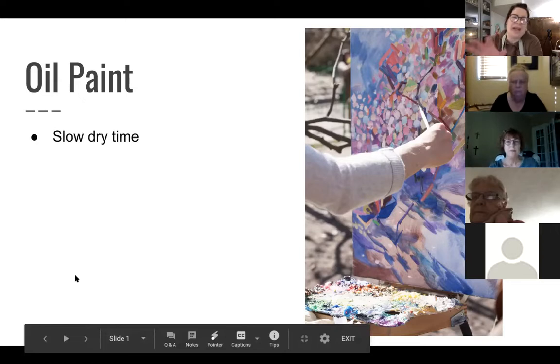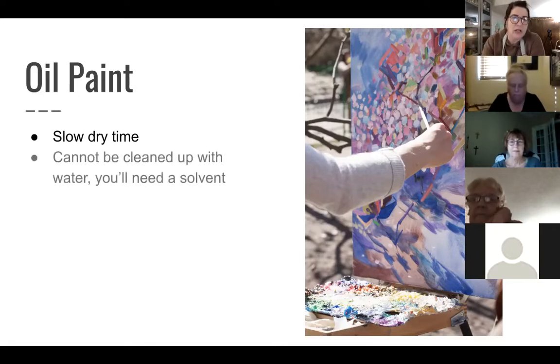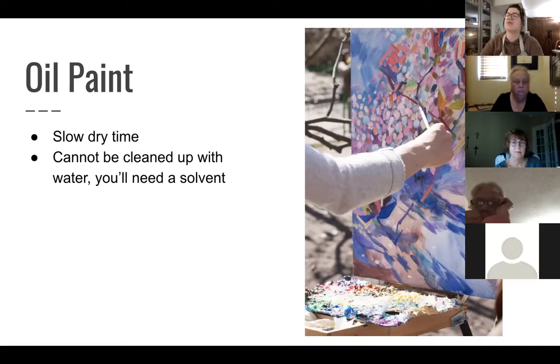So, things about oil paint, just some properties about the paint in general. You may have heard some of these already, but it has a slow dry time. And it cannot be cleaned up with water unless you get some type of water-based oil paints. I've heard of them, but I've never played with them, or acrylic-type oil. But if you're painting with traditional oil paints, you can't clean up with water. You'll need a type of solvent.